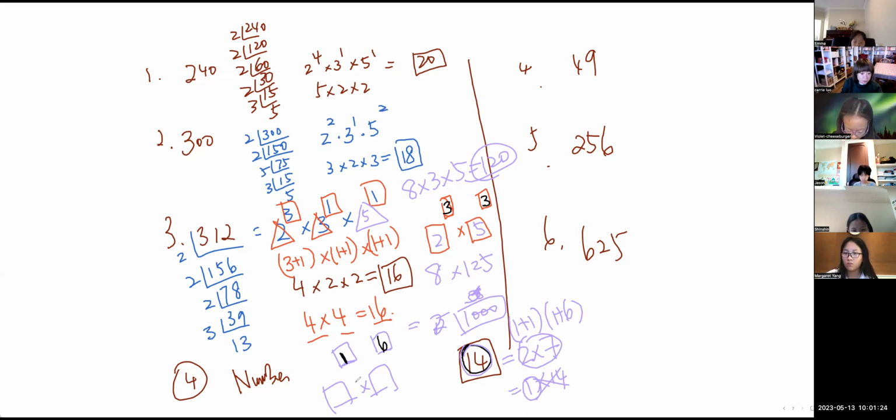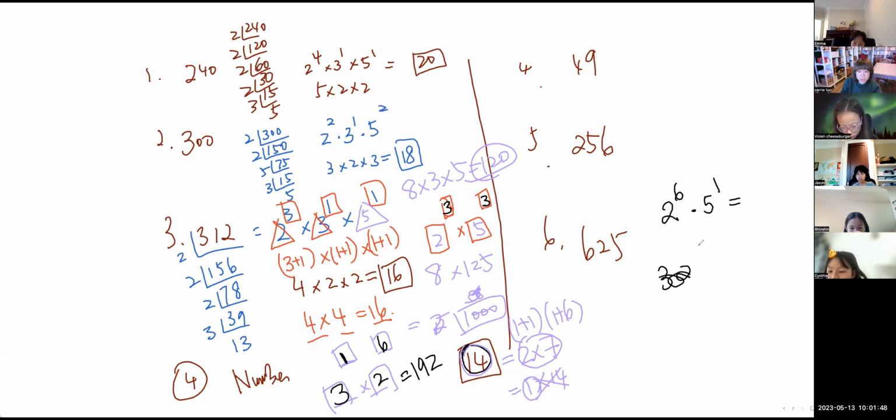So the number, since you gave it to me, is 2 to the power 6 times 3 to the power 1. So this number equals 192. Good job. And this is also the smallest 14-factor number existing in this world. Understood, everybody? So Jason, if you want to, you can create 2 to the power 6 times 5 to the power 1, which is 64 times 5 equals 320. That is also a number with 14 factors. Get it, everybody? Understood?